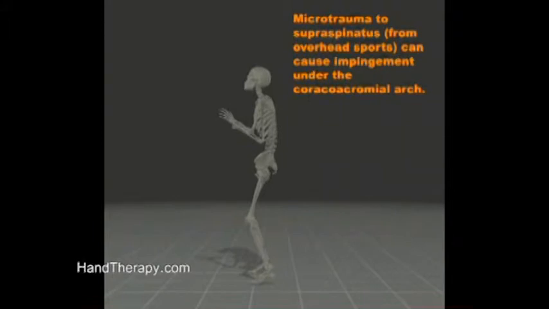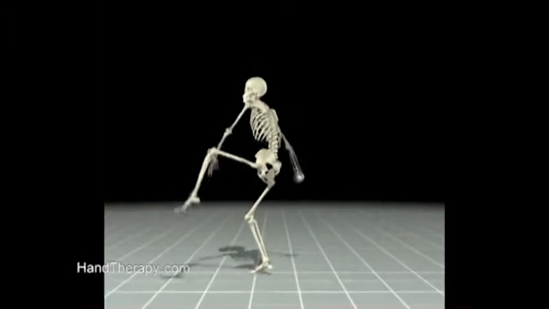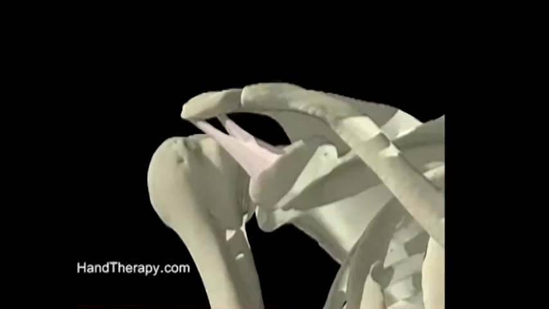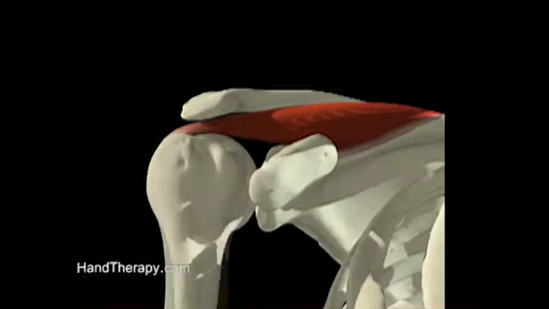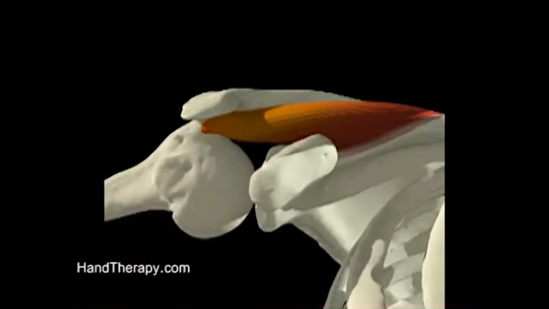Just let's have you see that one more time. Pay particular attention to the end of the movie. Notice that the supraspinatus begins to thicken, the subacromial space is reduced, and the patient develops subacromial pain.